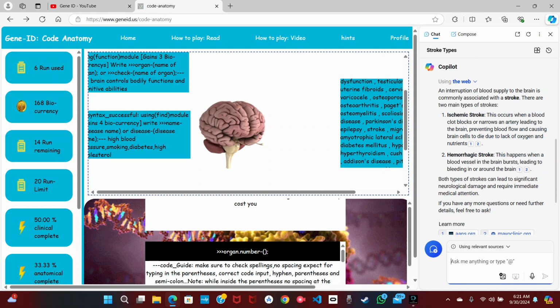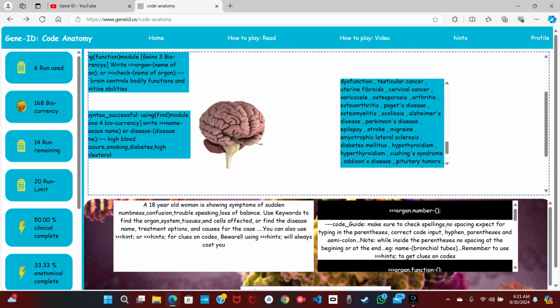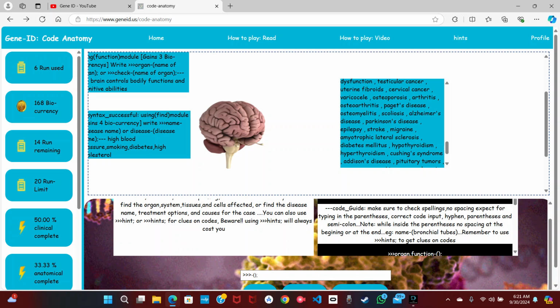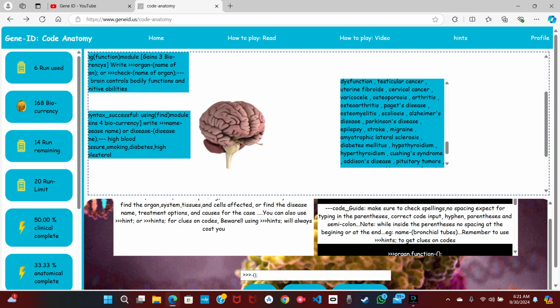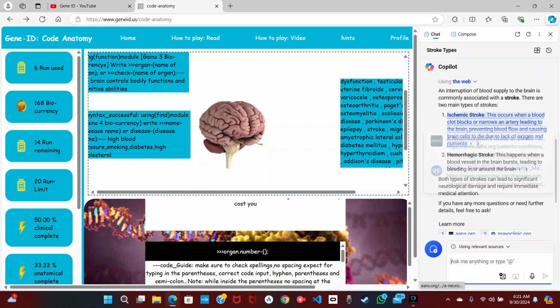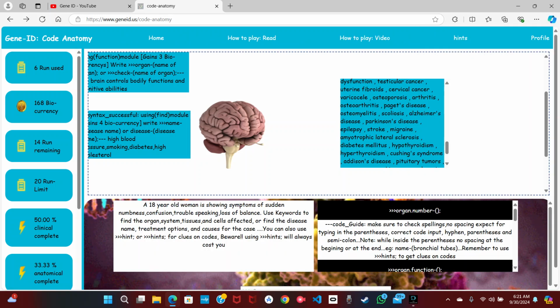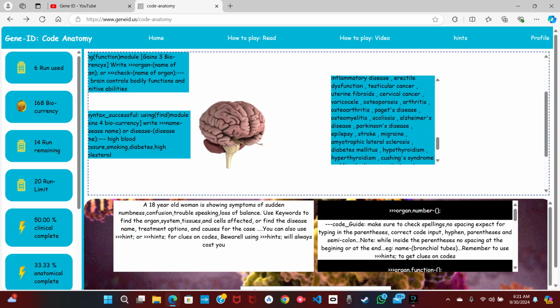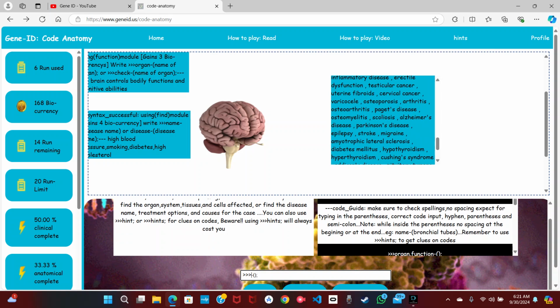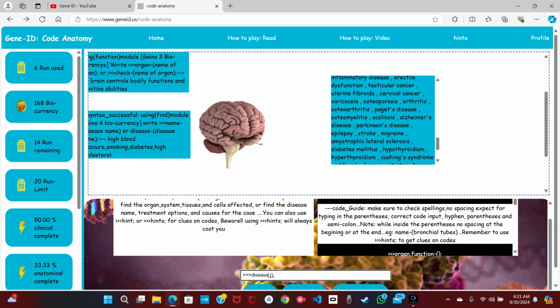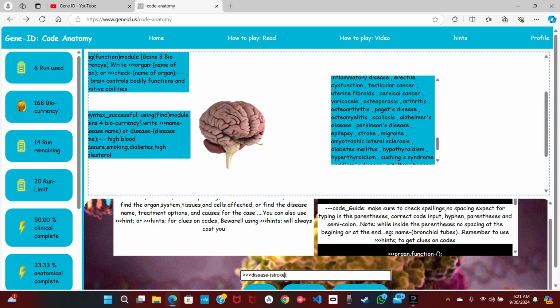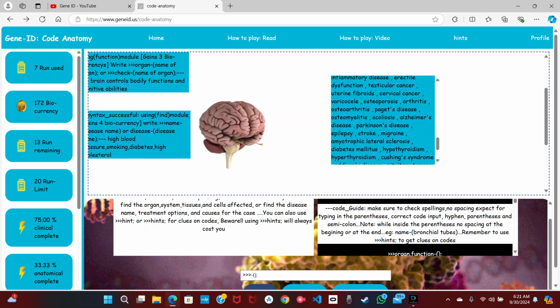Stroke could be the one that I'm looking for, because even with the option that I saw on the GPT-4, it kind of leans towards stroke. So stroke most likely is the disease that interrupts blood flow or blood supply. Let's try that and see. Disease, stroke. Let's see. I think something popped up and I think we made progress.